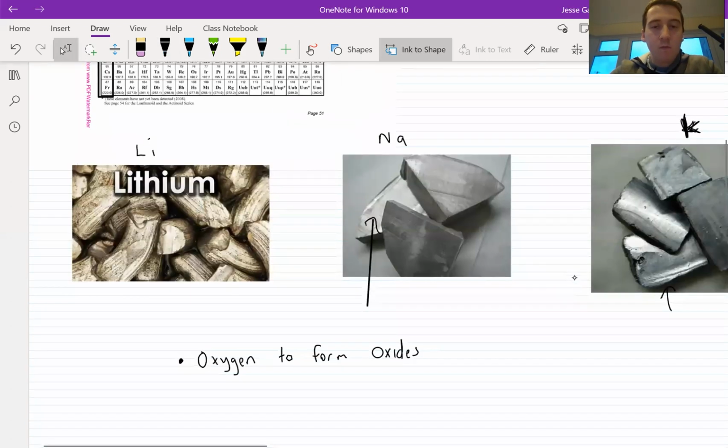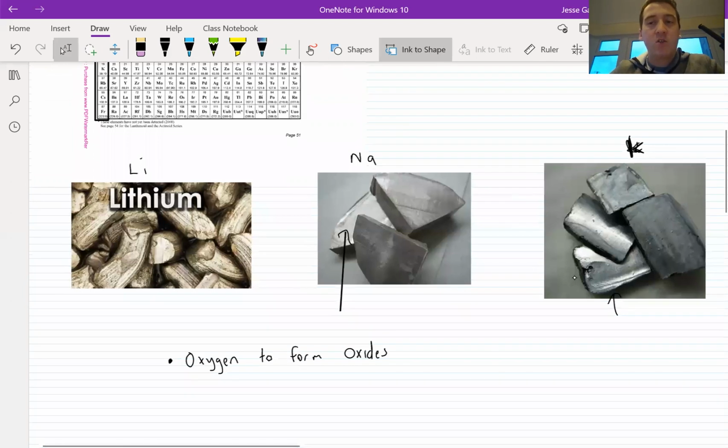Now, for this reason, they have to be stored under oil. So all of these are kept in bottles under what's called mineral oil. It's kind of, any oil would do actually. Even like cooking oil, you could store them. So sometimes if you run out of mineral oil in the bottles that they're stored in, you might store them in vegetable oil as a temporary fix.